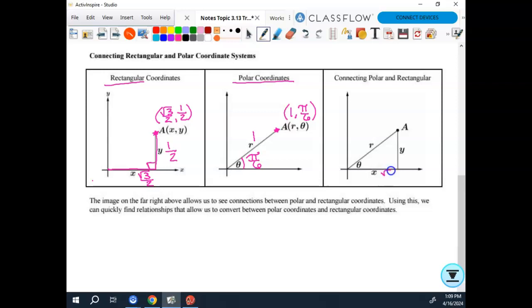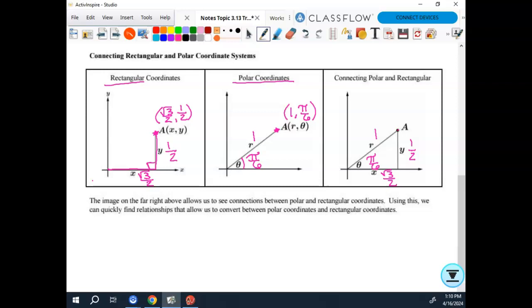This is the square root of 3 over 2. This is 1/2. This is 1. This is pi 6. And I can name this point in 2 different ways depending on what coordinate system I'm in. Okay, but I do want you to understand you're at the exact same point.